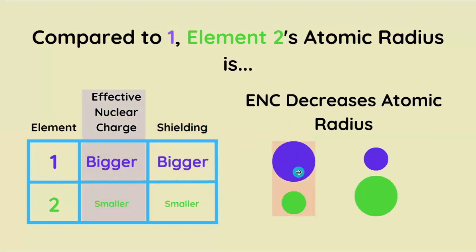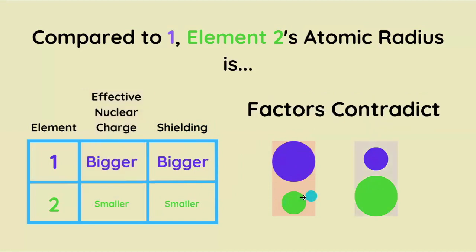But for E and C, evidence suggests that element 2 should have a larger atomic radius because it has less E and C. Both pieces of evidence support different situations, with shielding pointing to 1 being bigger, but effective nuclear charge pointing to 2 being bigger. So how are we going to reconcile this contradiction?